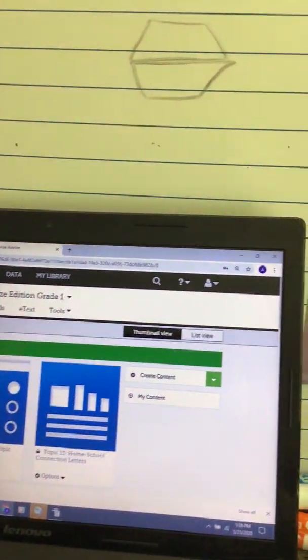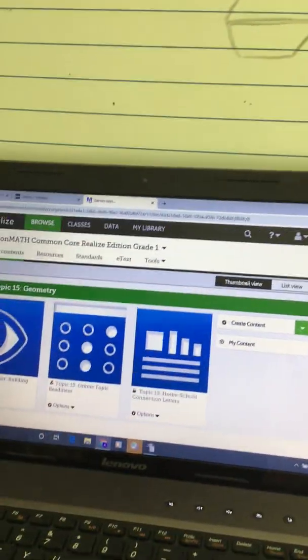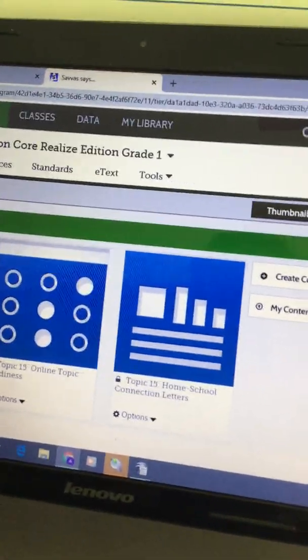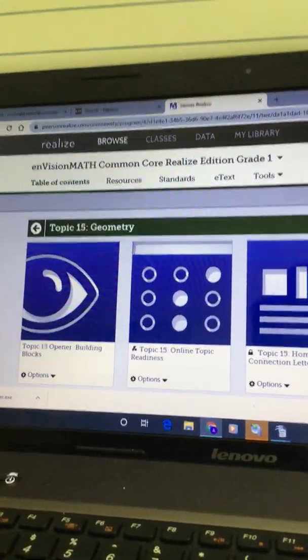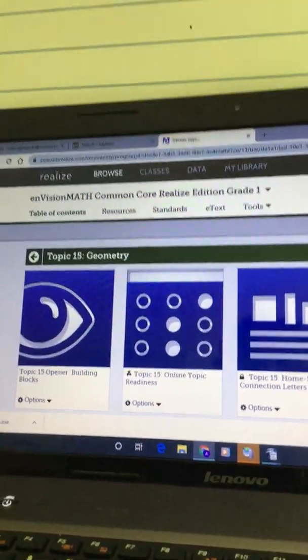On the back is your game. You know how that works. You can play your game, if you would like. If somebody at home likes to play with you, it gives you the directions and it's good practice. All right, we are going to move on and work on our next page.